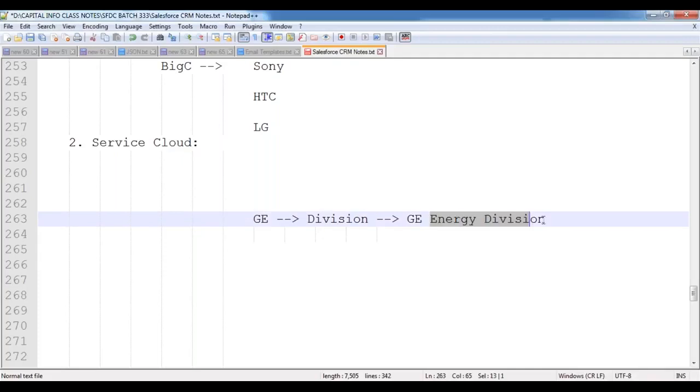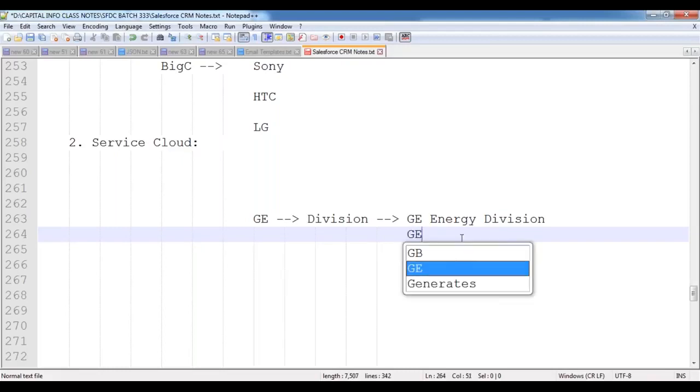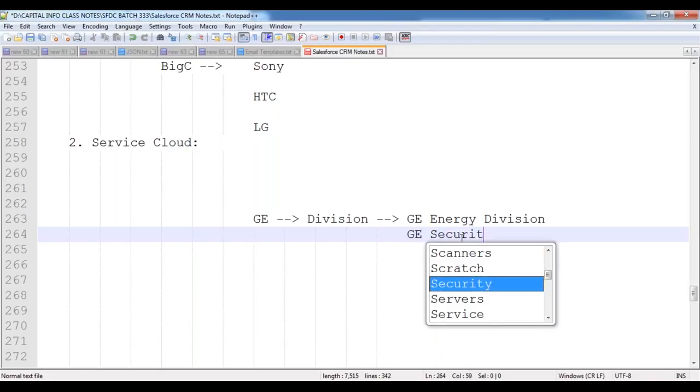So as part of this energy division, they are going to be manufacturing the various energy related products, like bulbs, tube lights, and electrical transformers. Like that, they're manufacturing the various products related to the energy division. Now, GE also has the GE security division.